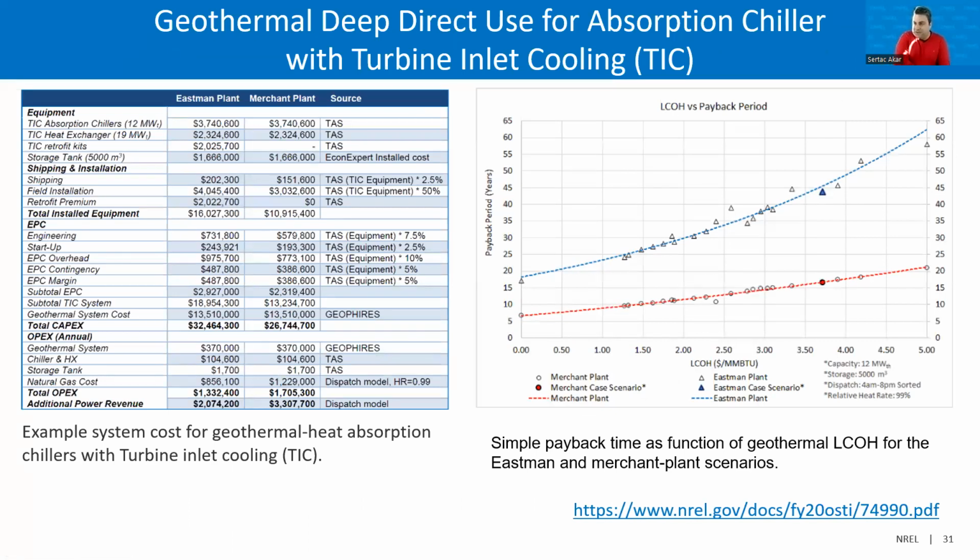Another important project was absorption chilling for turbine inlet cooling. This is an example of how detailed the cost can or should be. If you have more detailed numbers, even if you have a retrofit to an existing system, if you know your cost precisely, this will give you a better understanding of your capital cost and operational cost.